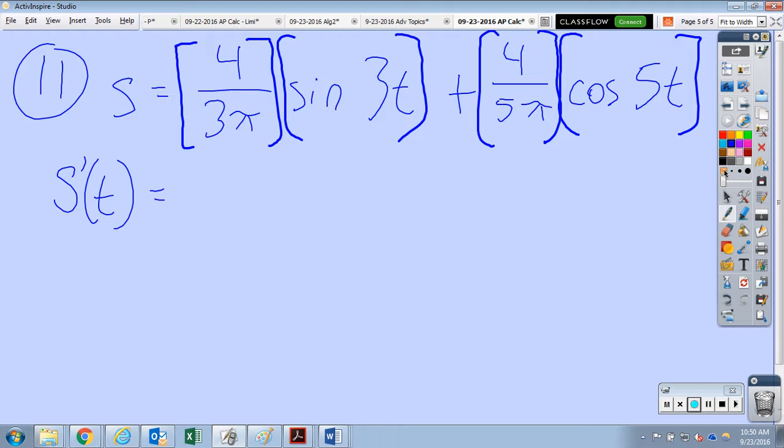So here we go. This guy, guys, this guy is a product rule, right? And this is the image you have to see. Okay, I see it.